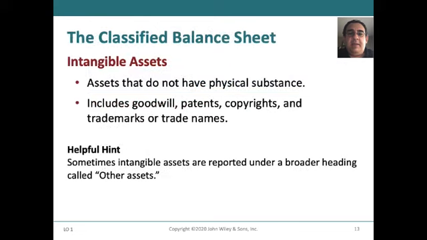And then finally, the last asset classification would be intangible assets, and these are ones that don't have any physical substance. We can't touch them, and they include things like goodwill or patents or copyrights.